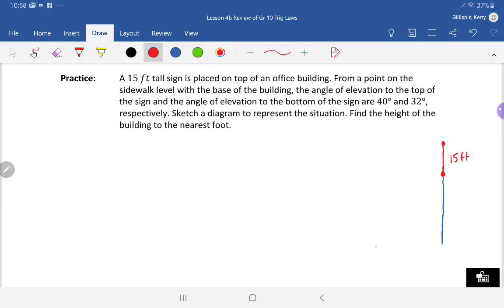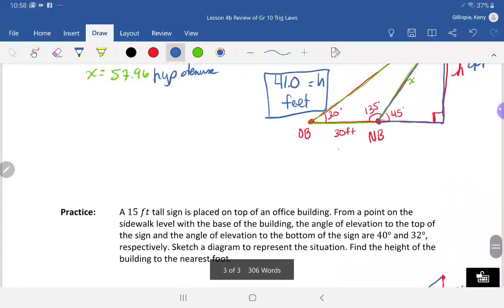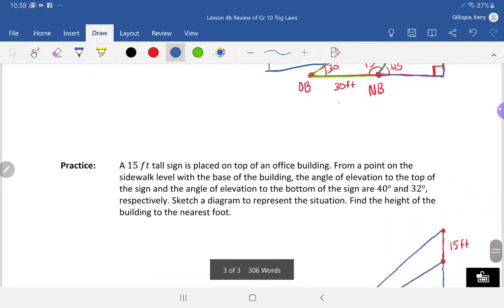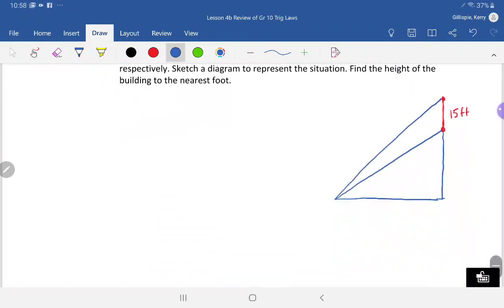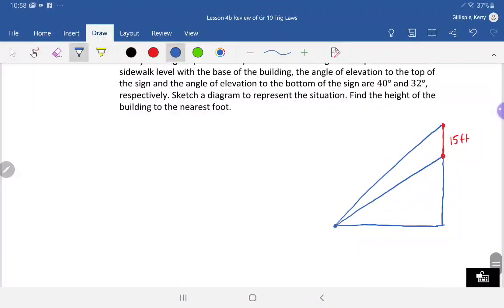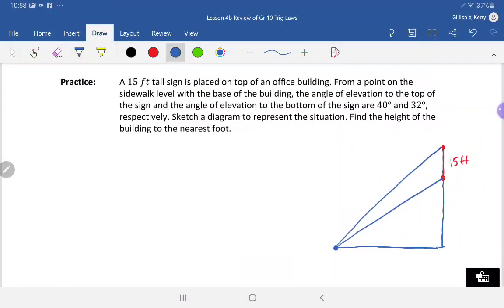And then when you're looking up to the top of the sign, you're looking to the very top of that triangle. And then when you're looking up to the bottom of the sign, you're looking to there. So it's very similar to the boat question, but it's a different perspective in terms of you're not changing where you're standing, you're just changing where you're looking. So give that one a shot. See if you can figure out how to do that one.